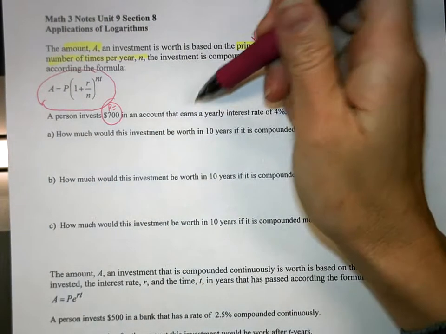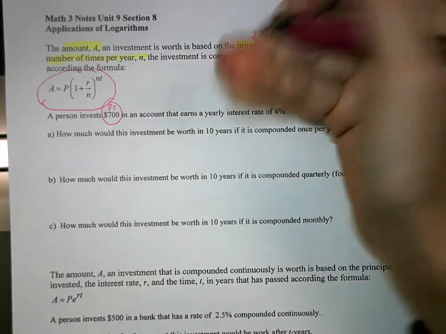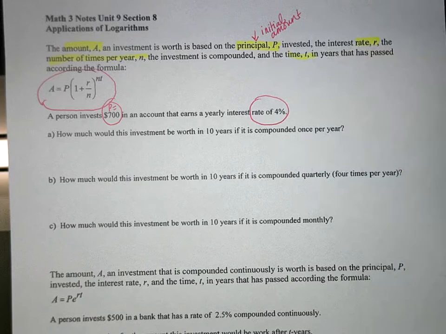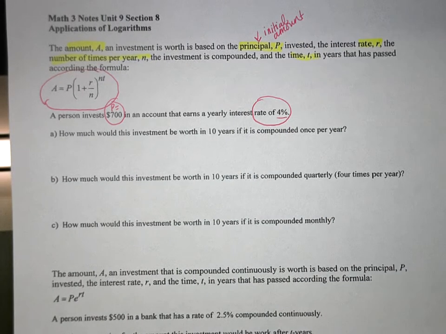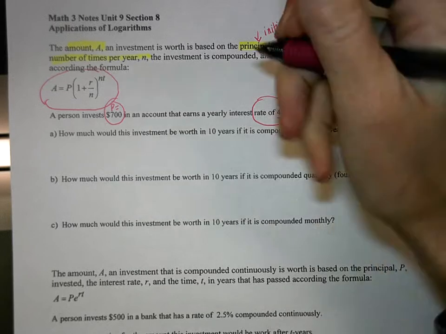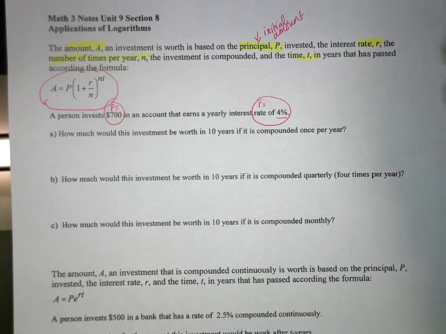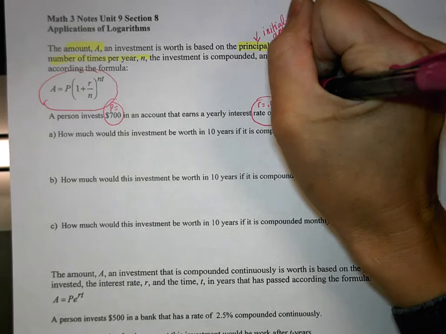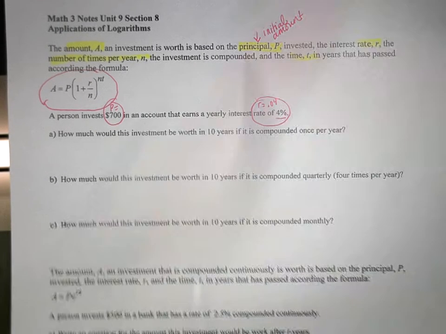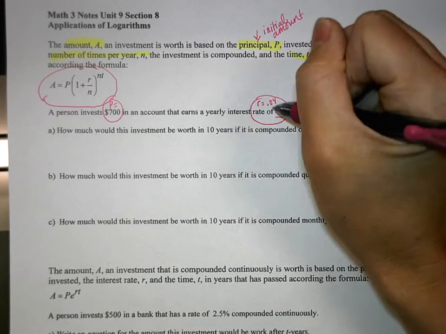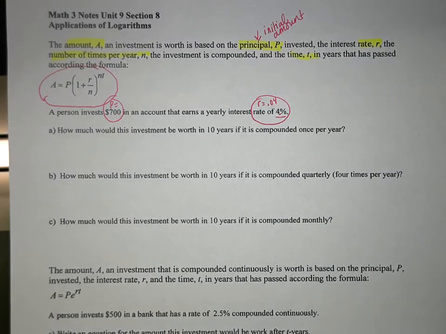In an account that earns a yearly interest rate, so we have our rate, which is 4%. What you have to be careful of is that whenever you have a percent, you need to turn that into a decimal. And so that rate is going to end up being what? 0.04. In order to change a percent into a decimal, you move the decimal 2 places to the left, and so you'd end up with 0.04.